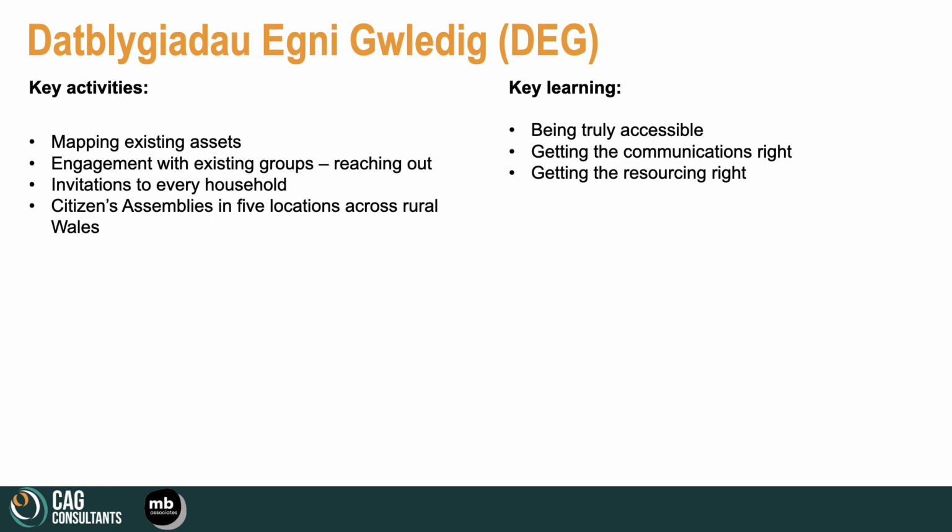Based on this mapping, a lot of time and resource was spent on reaching out to people to invite them to apply to be part of the assemblies. This meant going to where the people were, including men's sheds, rugby clubs, WIs, and delivering an invitation to every single household via the Royal Mail, which took a significant amount of budget.